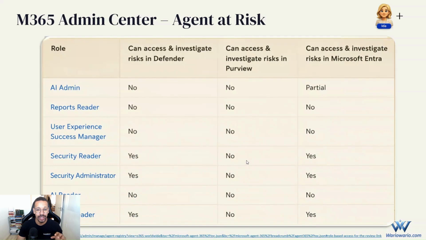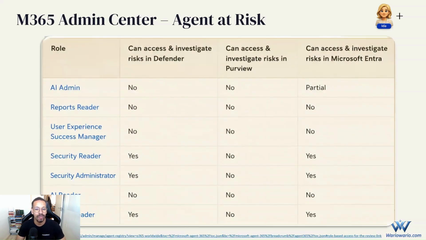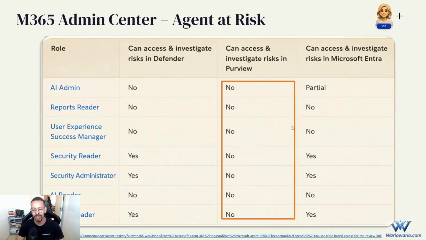And if you look at this, let's say we want to dig deeper into the risks and we want to investigate. So who can access the different risk registers? You have the Defender here, where you have the security reader, security administrator and global reader. But what is interesting is Purview. Purview is a tool that is very underused, to be honest, and it has a lot of capability, a lot of different roles. It's a whole different world there.